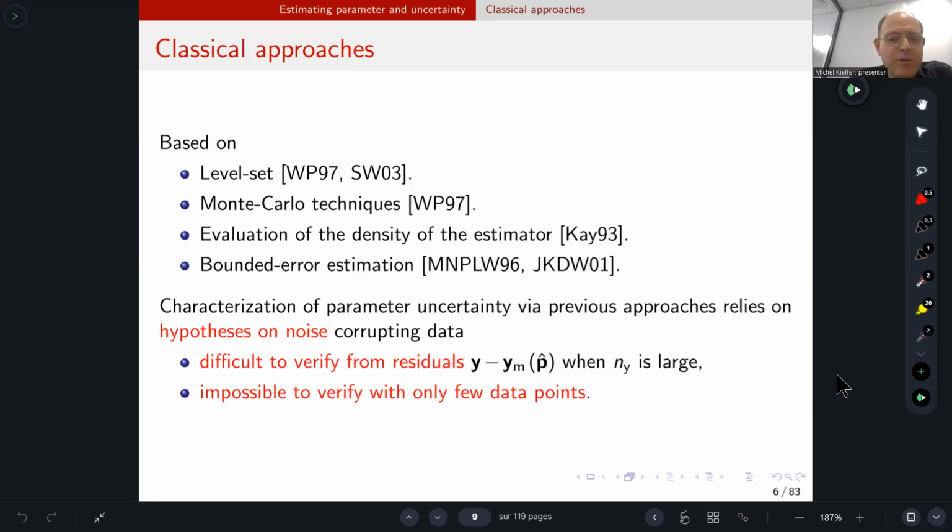And from that, you may hope to estimate the characteristics. You may verify the distribution of the residuals and have some idea about the distribution of the noise which has corrupted your data. But in fact, this is quite difficult to verify when Ny, the number of measurements, is relatively large, and it's impossible to verify when you have only a few data points, let's say 10 or 15 data points, when you have as few as 2 or 3 parameters to estimate.